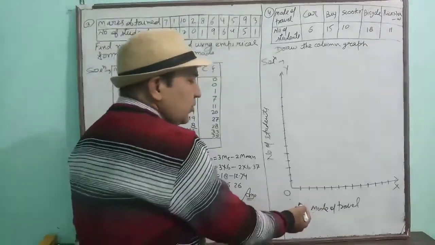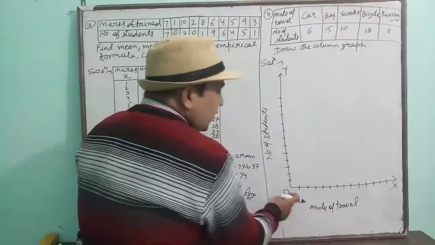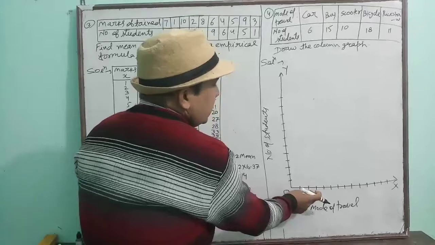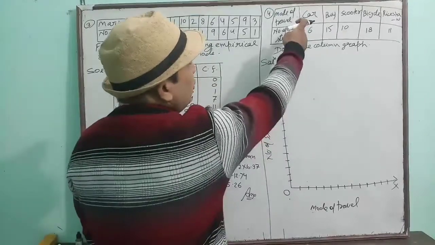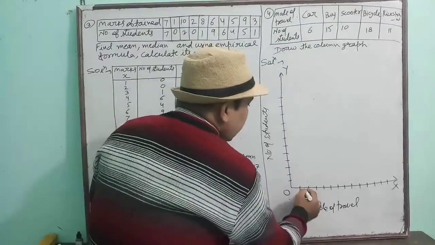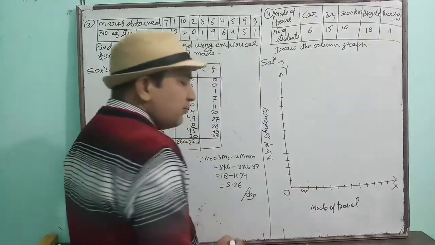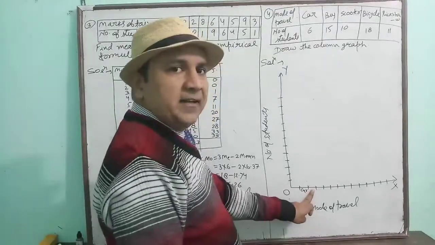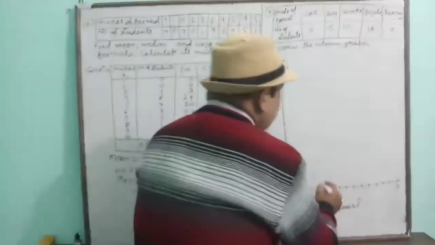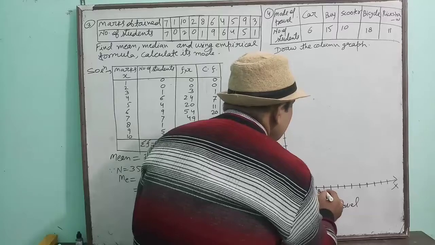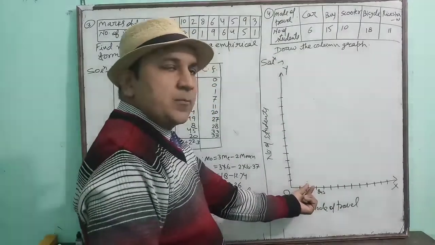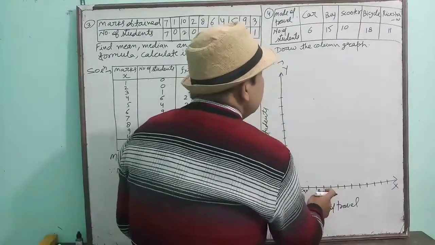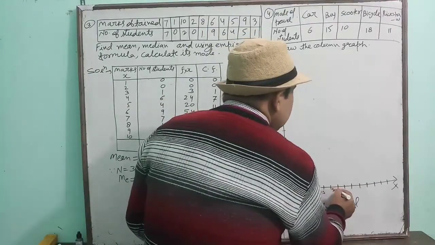So when you plot mode of travel, first you have to leave one box. In the second box we will take the first mode of travel, that is the car. Suppose this second box is denoting car. The third box again you can leave. In the fourth box you have to take bus. Suppose the fourth box is representing the mode of travel bus. Again leave one box. The next box will denote scooter.